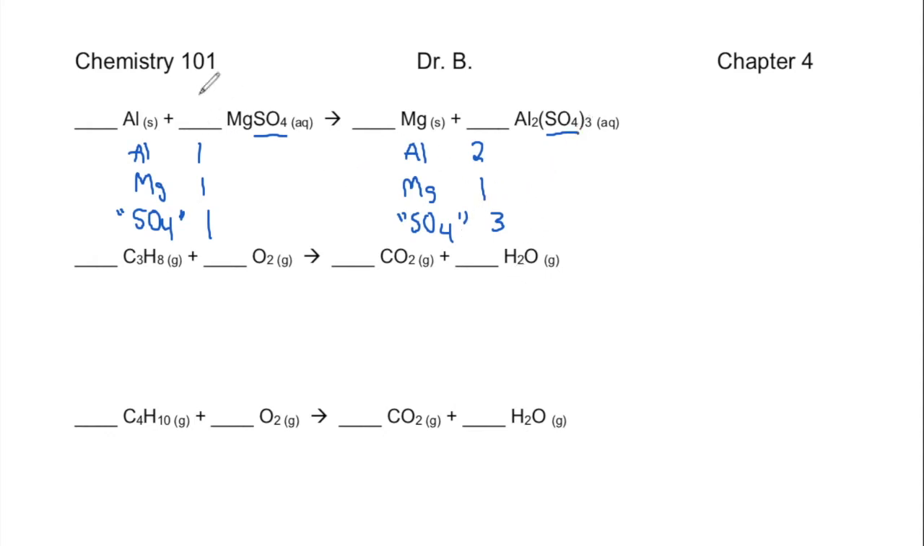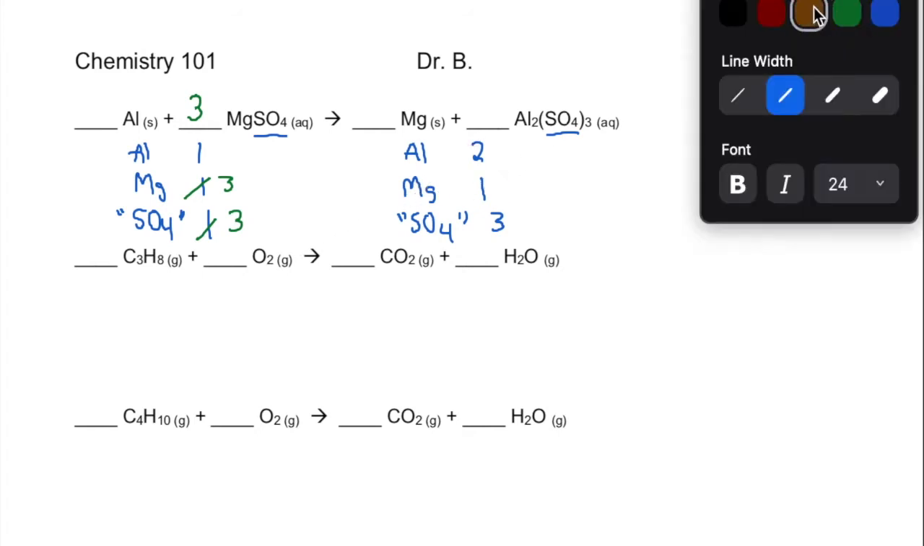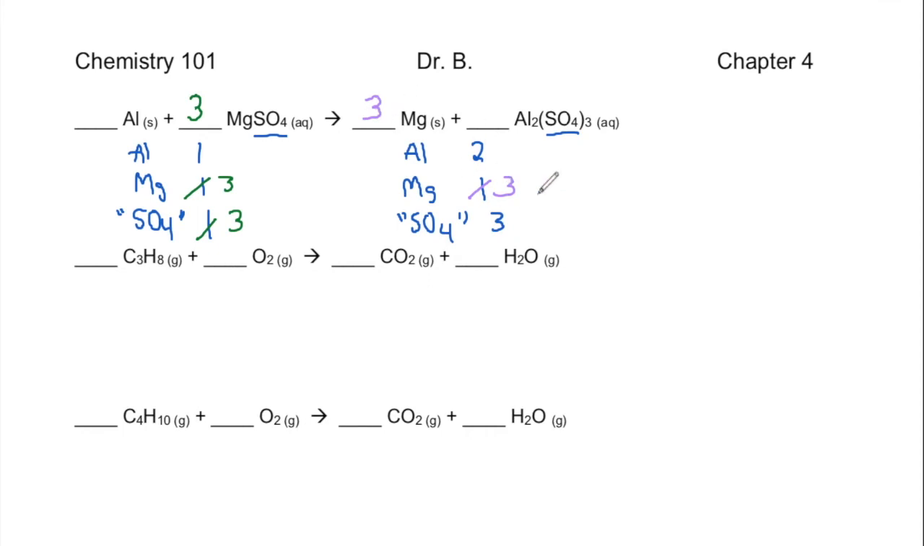Alright, let's go ahead and increase the magnesium sulfate. Let's put 3 of these so that we can have the 3 sulfates that we need. Now we're going to have to increase the magnesium. So we'll put a 3 in front of the magnesium. That makes 3 magnesium. And now we just need more aluminum on the left. Aluminum's all alone, so that's pretty easy to increase without messing up other things. And now we have a balanced equation here.